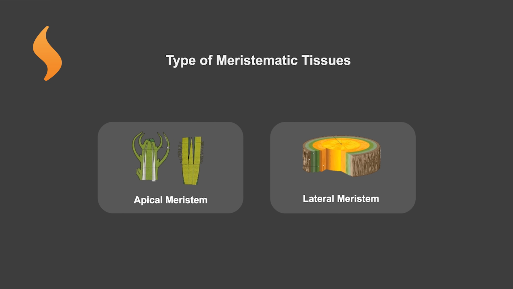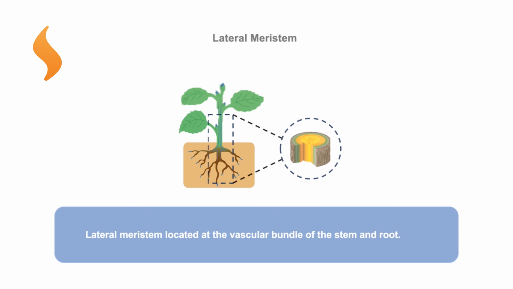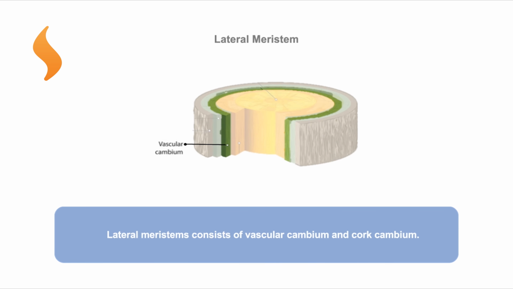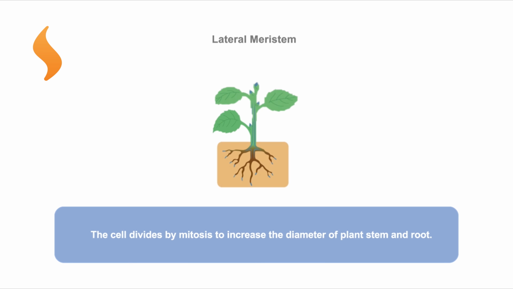The second type of meristematic tissue is lateral meristem. Lateral meristem is located at the vascular bundle of the stem and root. Lateral meristems consist of vascular cambium and cork cambium. The cells divide by mitosis to increase the diameter of the plant stem and root.